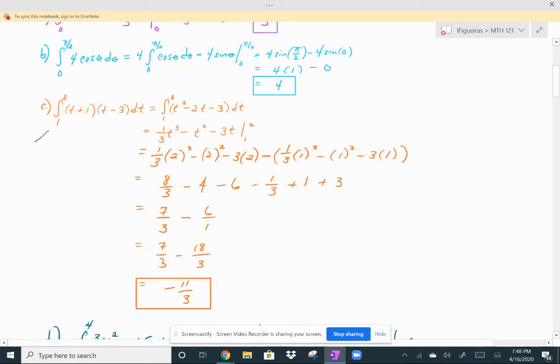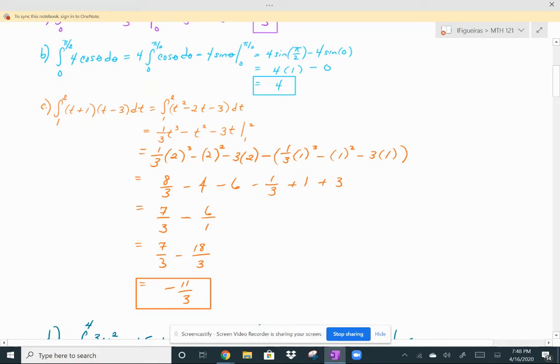Okay, so let's look at the third example, part C here. We have the integral from 1 to 2 of t plus 1 times t minus 3 dt. Make sure you always have that differential in your integral symbol. It doesn't make sense without it. So here, this is a product. We do not have an anti-product rule. So the first thing we need to do is expand it or FOIL it out. So I have to evaluate the integral from 1 to 2 of t squared minus 2t minus 3.